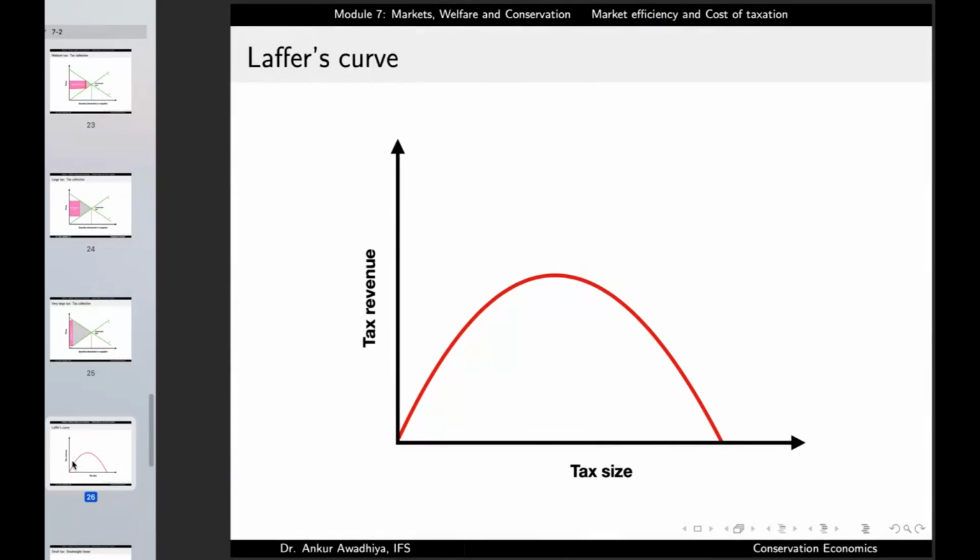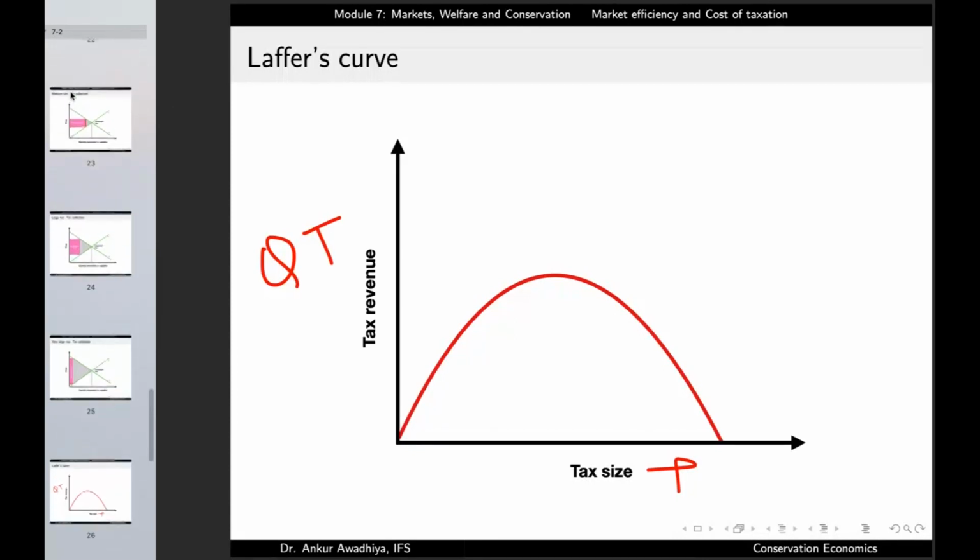Now, Laffer's curve says that if we plot the tax size, or what we are plotting here is the T, we are plotting T on the x-axis, and we are plotting tax revenue on the y-axis, meaning that on the y-axis we are plotting Q times T. So in this case, as T increases, Q into T increases.